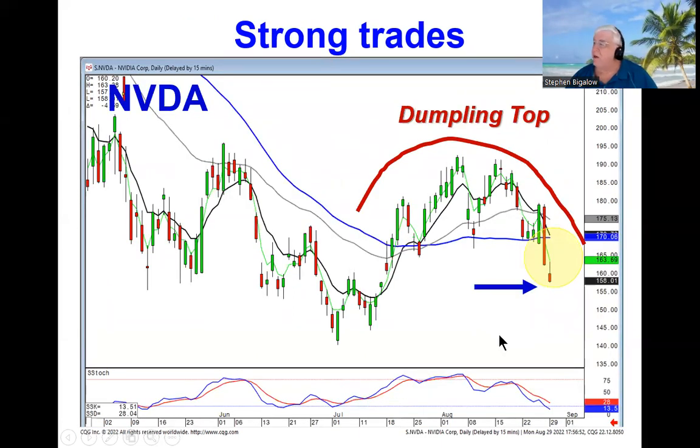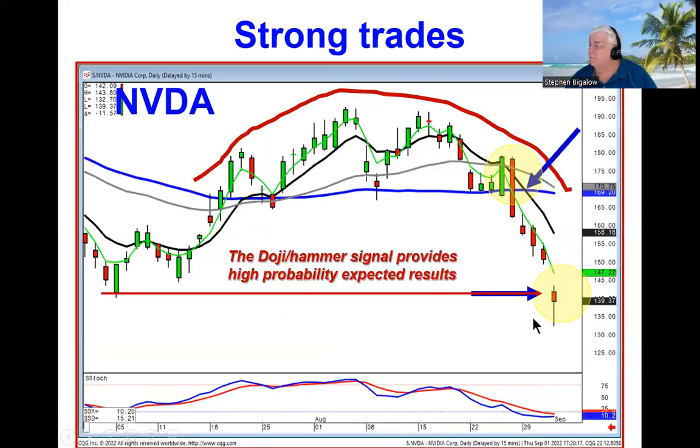Same scenario on NVIDIA. Dumpling top, big move to the downside. Today, they gapped it down and did kind of a hammer signal in the oversold area. This gap down gave us the alert to watch to see whether it's time to take profits. Same scenario. If they do a bullish confirmation of the hammer signal in the oversold area, you take profits. If they open lower and trade lower, that tells you they didn't hold this level.